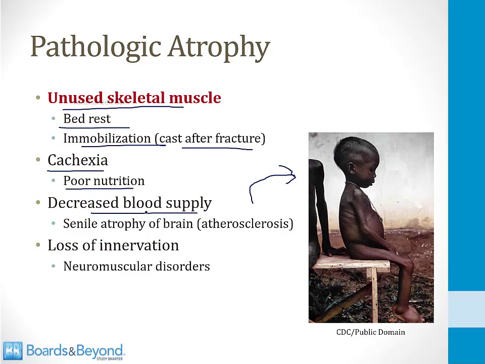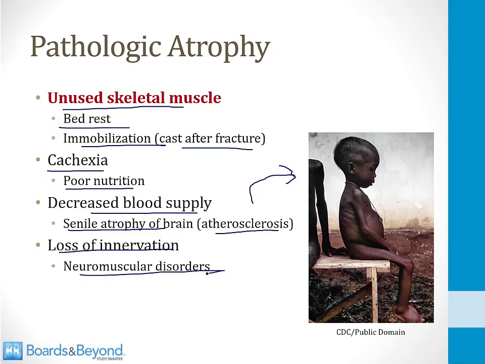One example of this is senile atrophy of the brain. The brains of elderly people are smaller than the brains of younger people. There are many reasons for this, but one of them is believed to be that atherosclerosis leads to decreased blood flow, and that contributes to senile atrophy. And then finally, if there's loss of innervation to a muscle, as occurs in neuromuscular disorders, this can lead to atrophy.